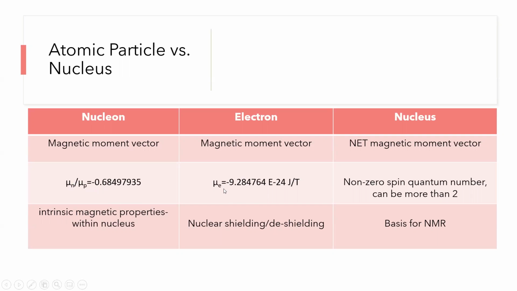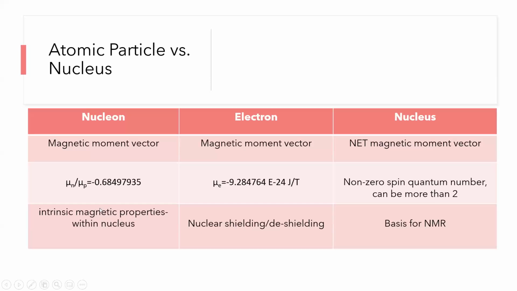And then for electrons, the magnitude of their magnetic moment vector is close to negative 9.3 times 10 to the negative 24th joules per Tesla. And then the nucleus, there's no set value, because we have different nuclei with different numbers of protons and neutrons. But in the case of NMR, we're looking for a nucleus that has a non-zero spin quantum number. I'll talk more about why we need that momentarily, but we need a nucleus that has a non-zero spin quantum number. And there can be more than two spin states for that nucleus.